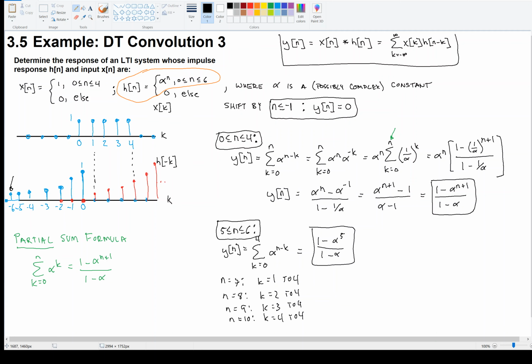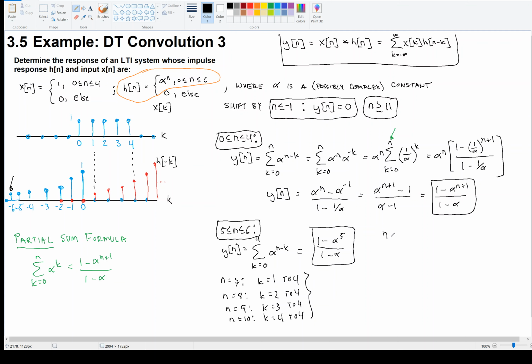Now when n is 11, I overshoot the whole thing. Minus 6, when I shift by 11, becomes 5, which is outside of this range, and for anything more than that, there's no non-zero overlap. So we can just say up here, when y was 0, this also applies for when n is greater than or equal to 11. When n is greater than or equal to 11, we overshoot and there's no overlap. Okay, but let me take care of this now.